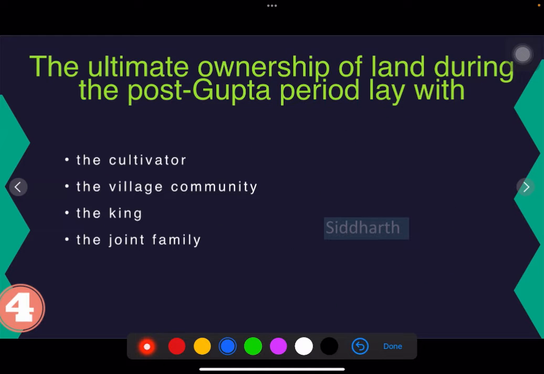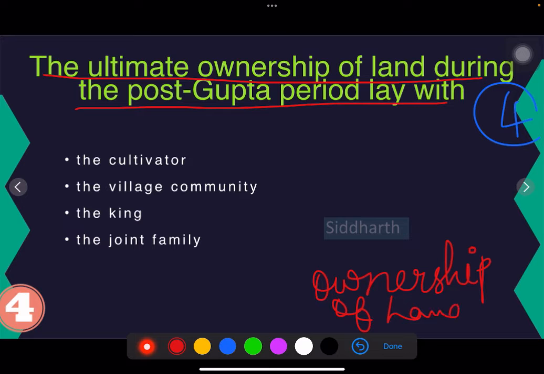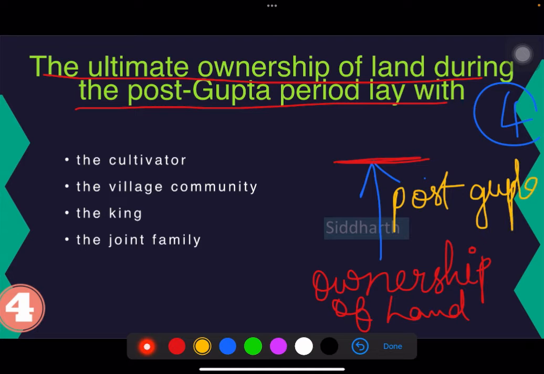Okay, the fourth question of the video. The ultimate ownership of land during the post-Gupta period lay with? So the ownership of land lay with some person in the post-Gupta period, that is, after the Gupta period. Your time starts now.